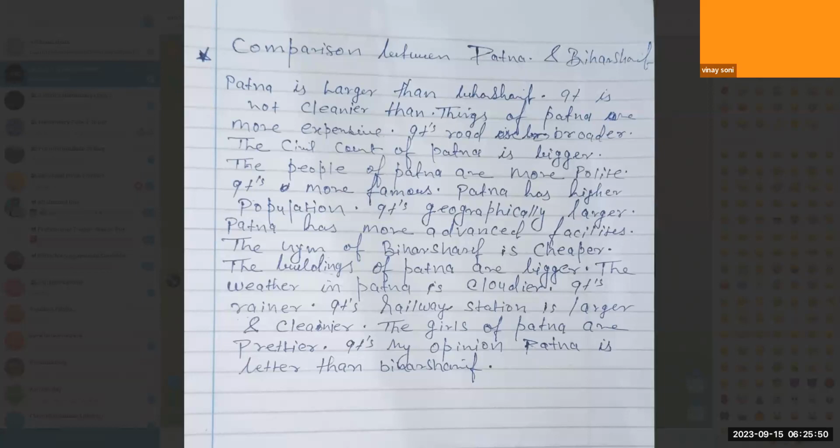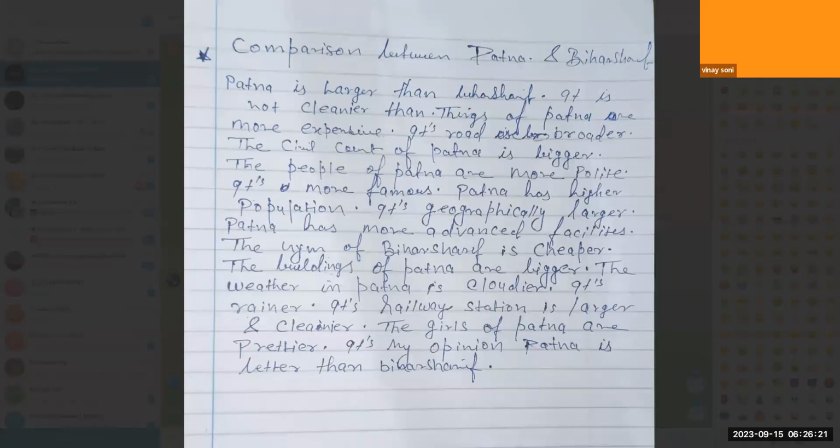It's railway station. If you are using the possessive adjective, it's just like my, your, his, we write its. There is no apostrophe there. If you put apostrophe s, it becomes it is. Just like he apostrophe s. Its railway station is larger and cleaner.